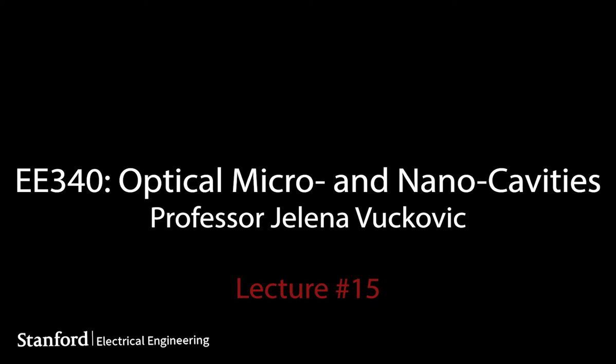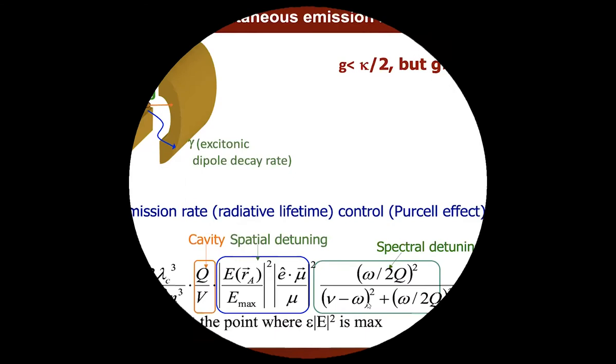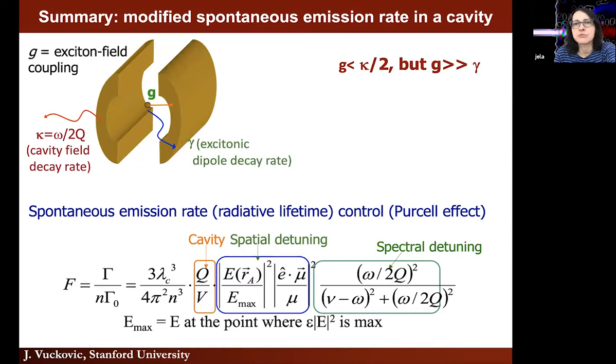Okay, folks, good afternoon. Quick reminder that last time we talked about spontaneous emission rate modification in a cavity and the derivation of the Purcell factor. So we are now talking about the weak coupling regime, where the coupling strength between the emitter and the field is lower than one of the loss rates of the system. In particular, we're interested in the regime where the dominant rate is the cavity field decay rate, but still the emitter is much narrower than the cavity. So it's a so-called good emitter regime, but weak coupling.